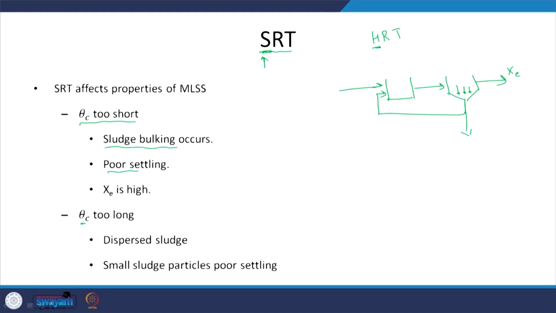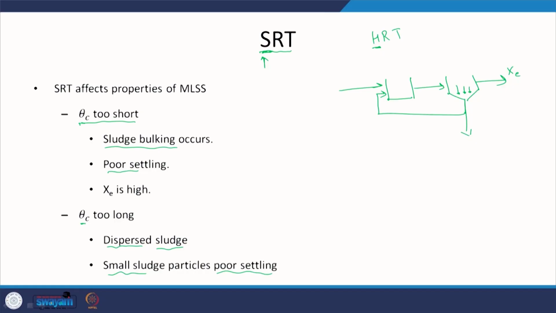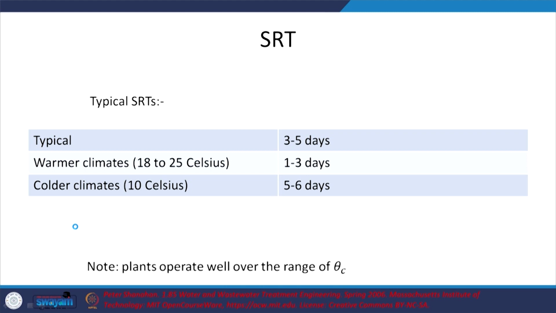And what happens if theta is too high or too long? You can have dispersed sludge, and again small sludge particles that will lead to poor settling. Again, we will look at why. Typically, it's because of the kind of microbes, motile cells, which have a lot of time to be able to find their relevant food. So the balance has to be between keeping theta c too short and too long, right? So that's one aspect. Typical SRTs, right?